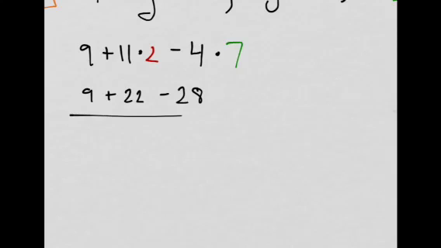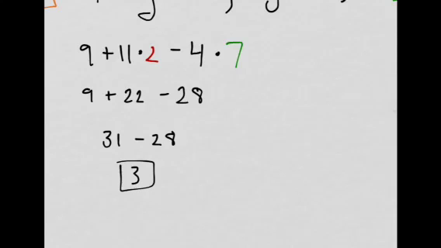And now I do from left to right, addition and subtraction. So 9 plus 22, what is that? That's 31. And then minus 28. 31 minus 28, 3. That's the answer.